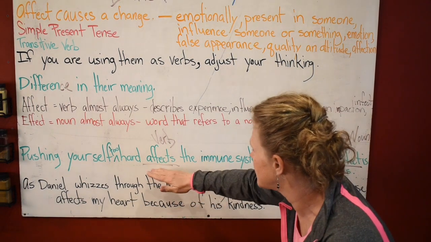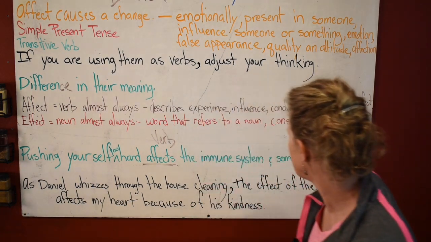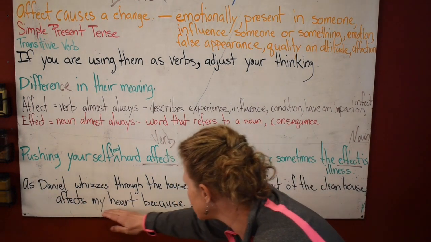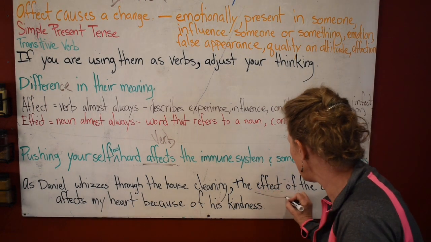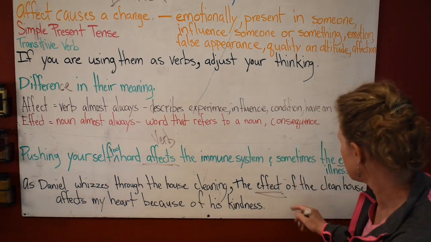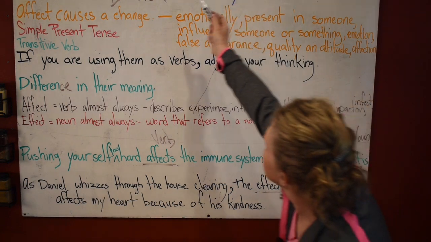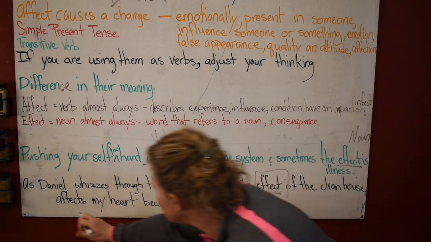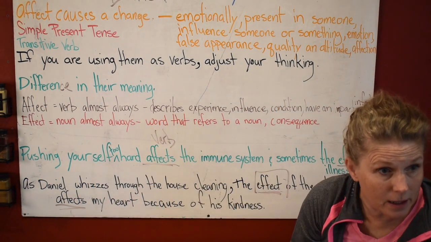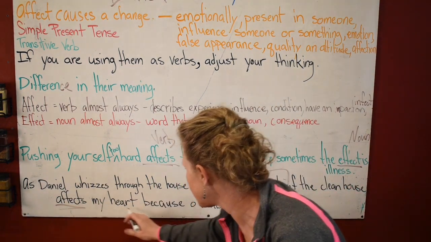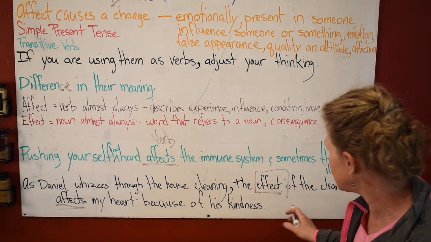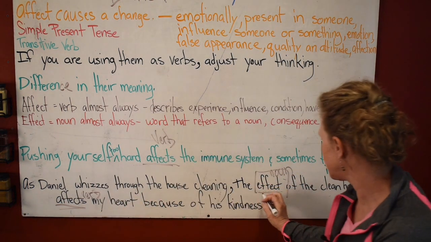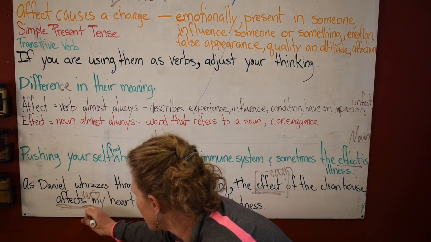But that doesn't mean you can't use this as a verb and a noun. As Daniel whizzes through the house cleaning, the effect of the house affects my heart because of his kindness. Now look, this is your noun. Look, noun, effect. There's a consequence that's going to happen. This is doing results right here. But look, it affects my heart. It's doing something to me. I am a person. It's doing something to me. It's affecting my heart because of your kindness. See the difference? This is a noun and this is a verb. Since this is singular, this is your singular verb with the S right there.